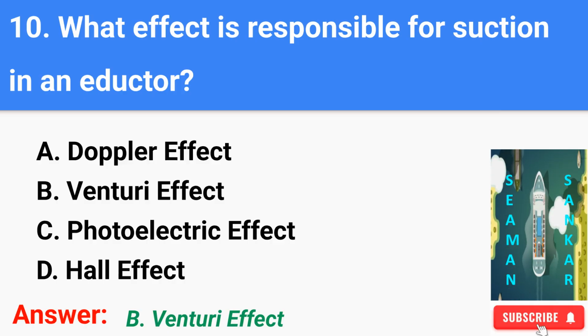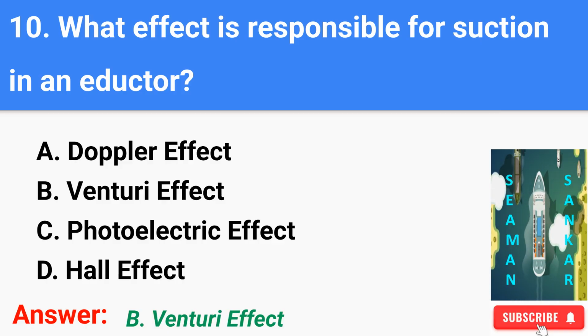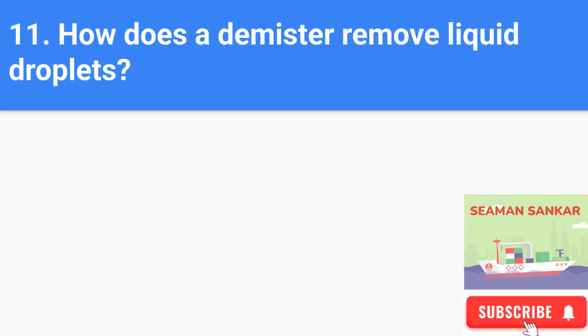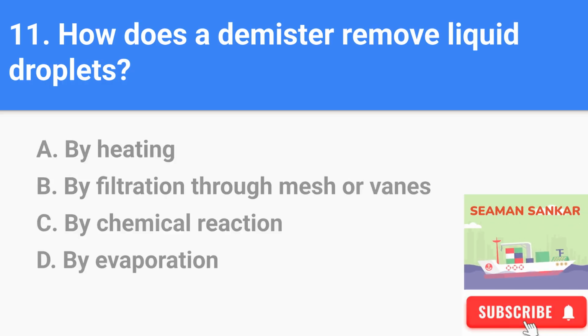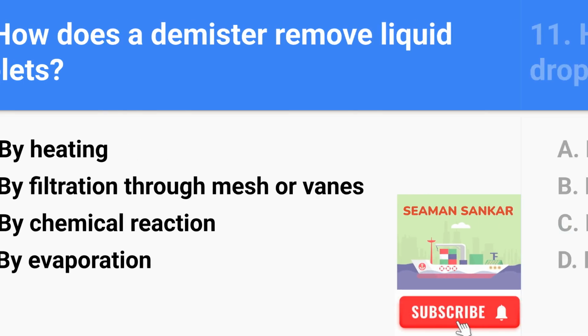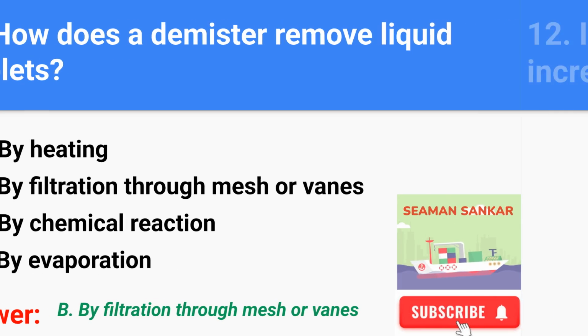This effect is a physical manifestation of Bernoulli's principle, where fluid speed increases as pressure decreases in a constricted flow section. Question 11. How does a demister remove liquid droplets? A. By heating. B. By filtration through mesh or veins. C. By chemical reaction. Or D. By evaporation. The answer is B. By filtration through mesh or veins. Demisters work by causing vapor to change direction, collecting larger droplets on the surface of mesh or veins.